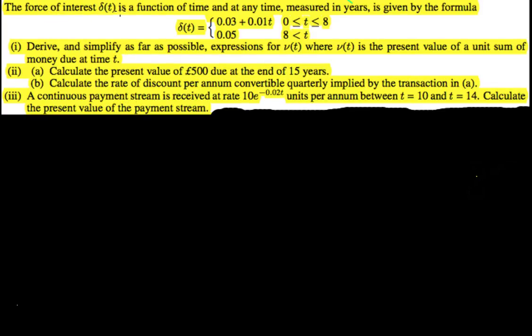So, the force of interest delta t is a function of time, and at any time, measured in years, is given by the formula, all of that. Derive and simplify as far as possible expressions for Vt, where Vt is the present value of a unit sum of money due at time t.